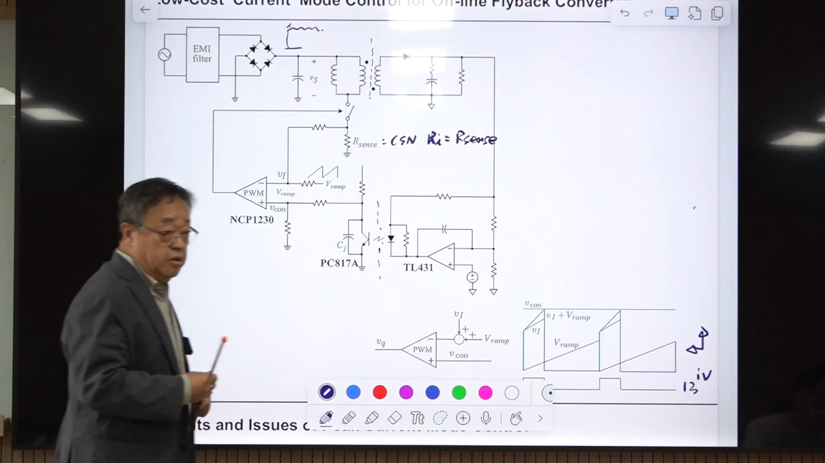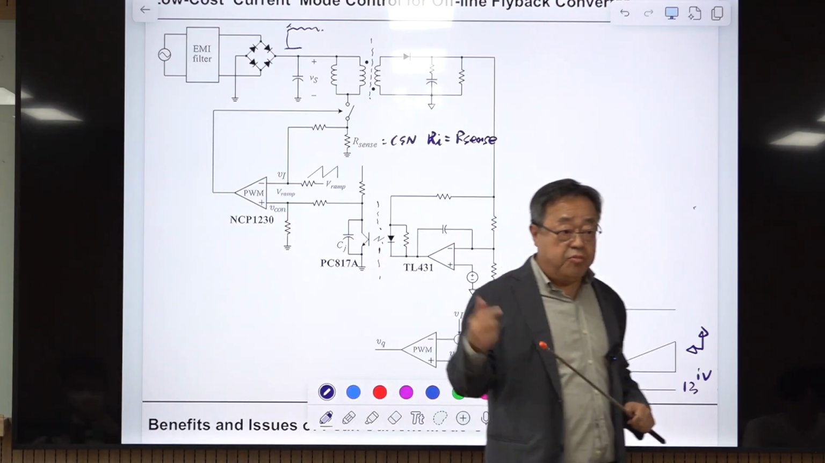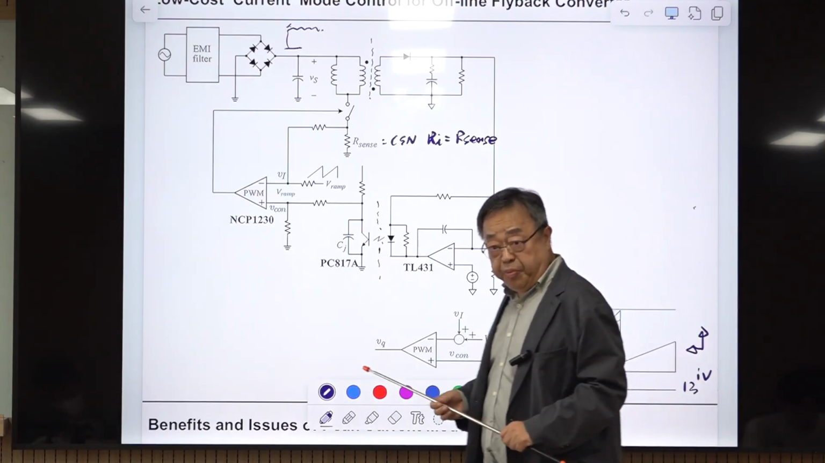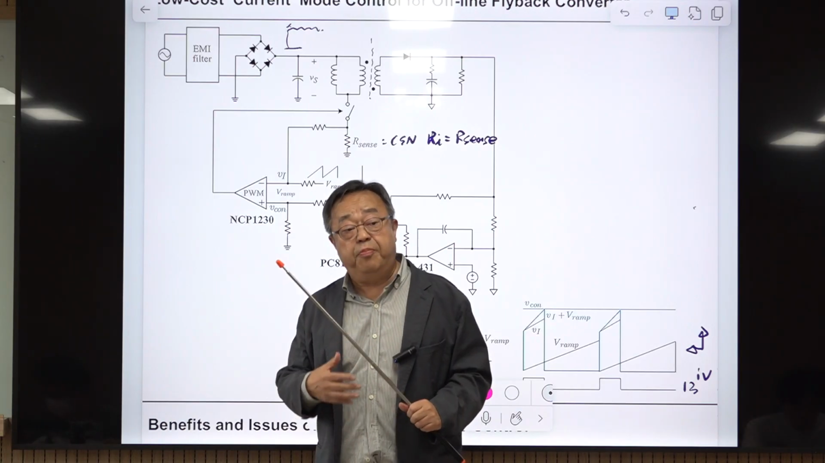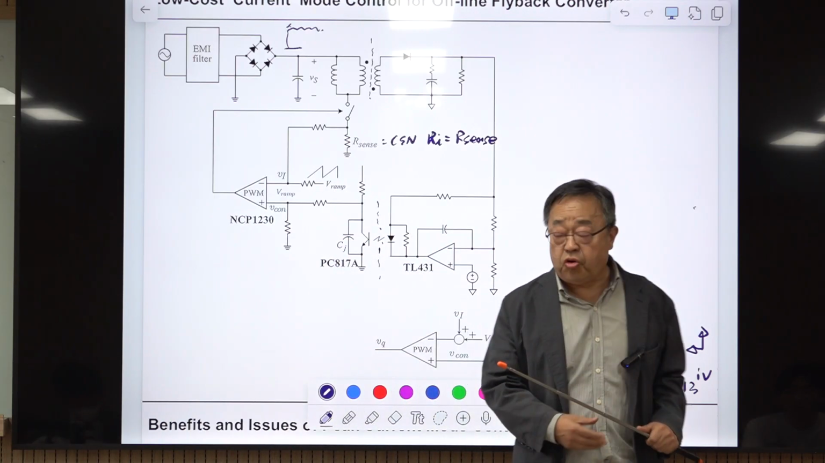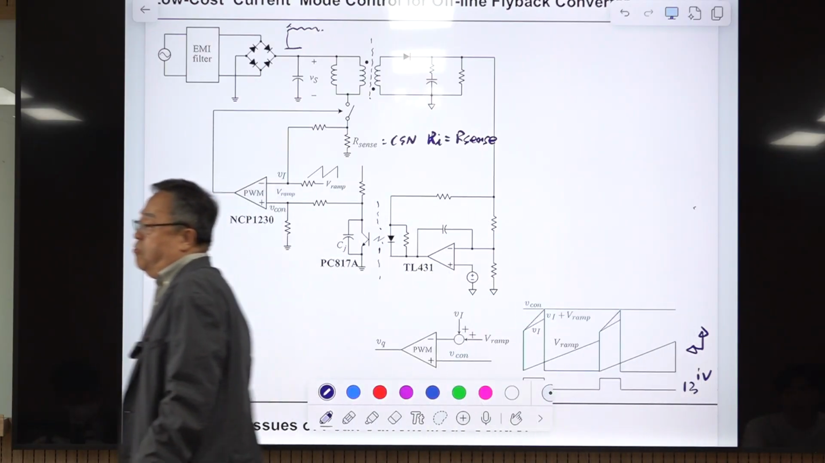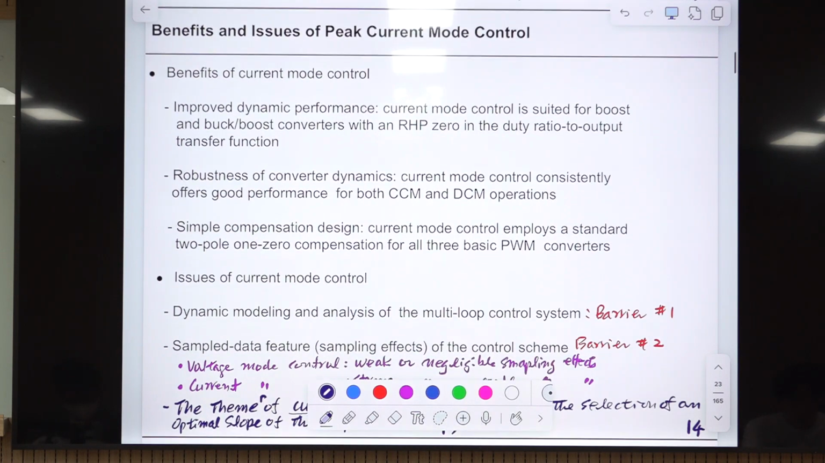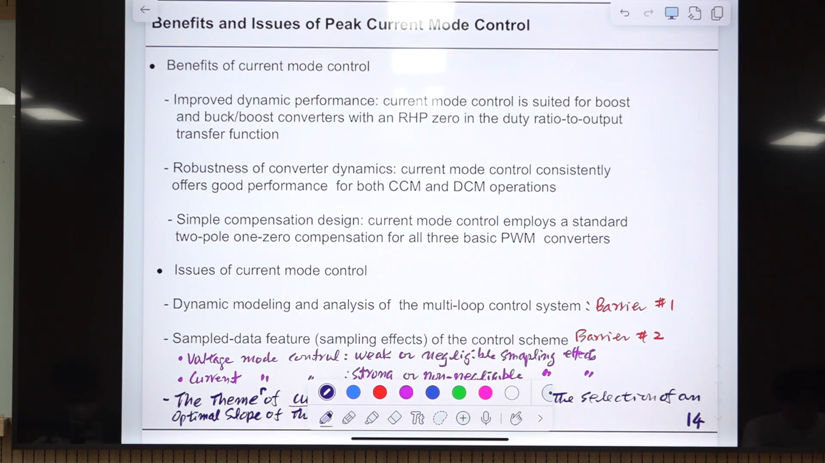Okay. In the previous part of this lecture, we discussed the structure and waveform of peak current mode control, and we investigated the detailed waveforms and operation of the current sensing network. So now I'd like to explain some benefits and issues of peak current mode control.